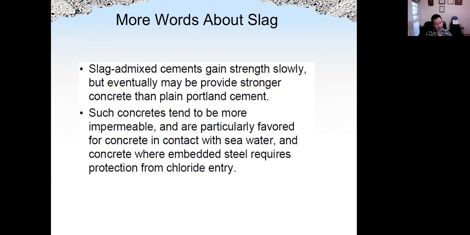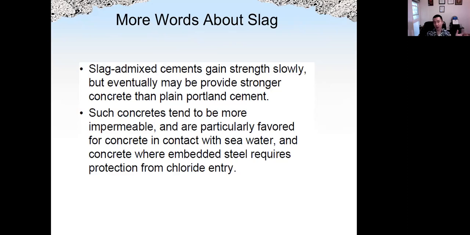The reaction of slag with cement is slow. It can take months or even years. But eventually it may provide stronger concrete, and the concrete tends to be much less permeable. So the permeability of the concrete will be lower.